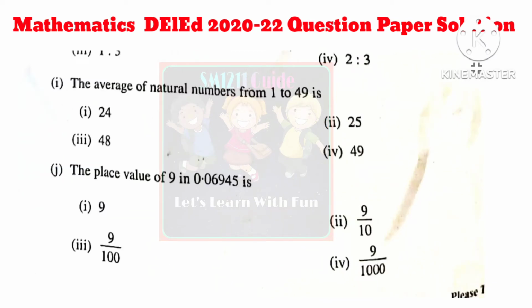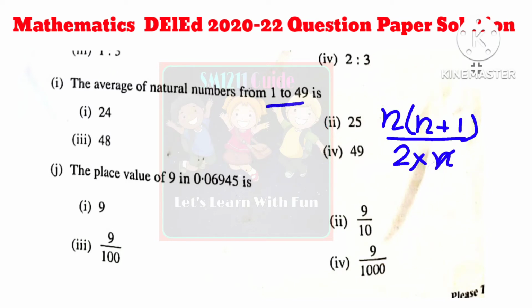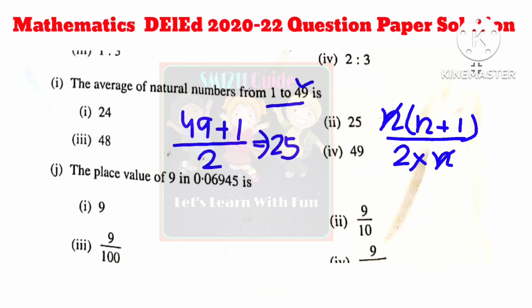Next question. The average of natural numbers 1 to 49. We know the sum of natural numbers is n(n+1)/2. Here you are asked to find the average, which means we need to divide it by n. If we divide by n, the n will cancel, so you get (n+1)/2. Here n is 49, so 49 plus 1 is 50, 50 by 2 is 25. So the answer is 25, that is option number 2.